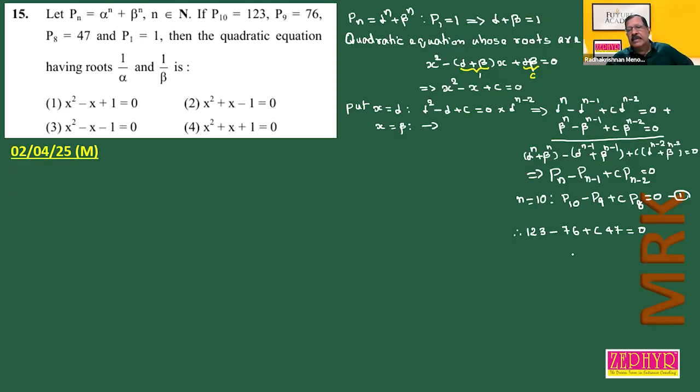123 minus 76, that is 47 only, no? Therefore, 47 C equal to minus 47. Therefore, C equal to minus 1. So we got the value of C now.